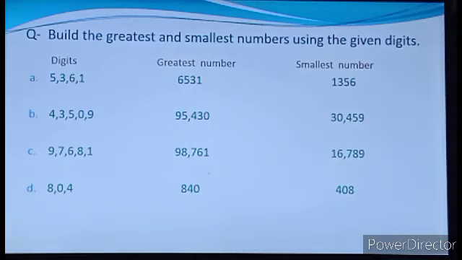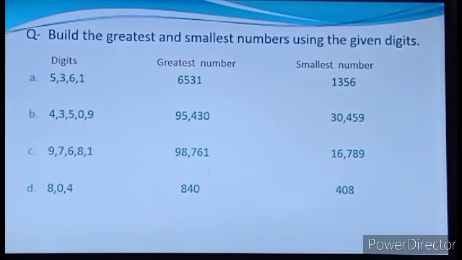This is a 4 digit number. So first, which digit is greatest? 6, then 5, then 3 and then 1 will come. Okay, so the number becomes 6,531. When you make the number, you do not need to put the commas, because in the question the digits are given and now you are forming the number. So no need to put the comma while you are building the greatest and smallest number.